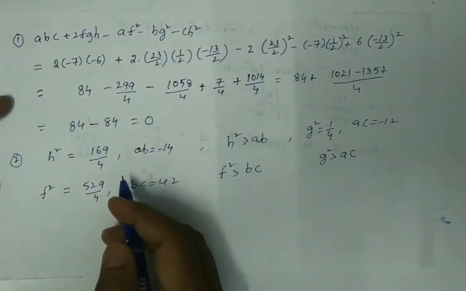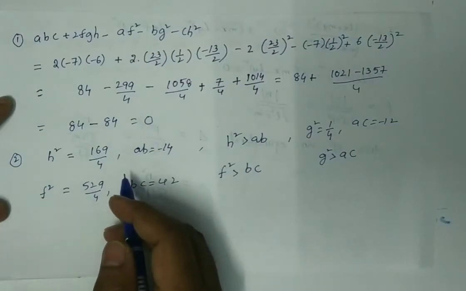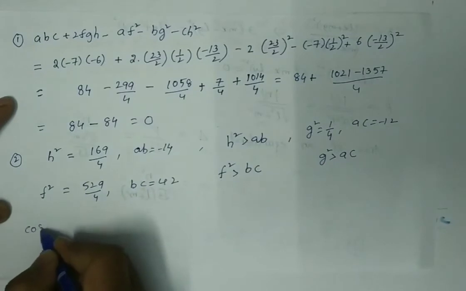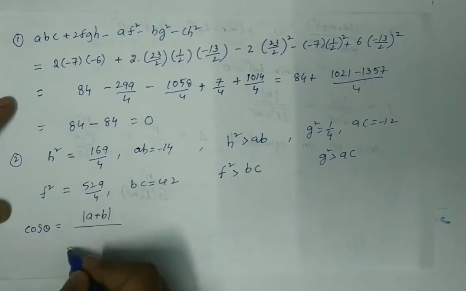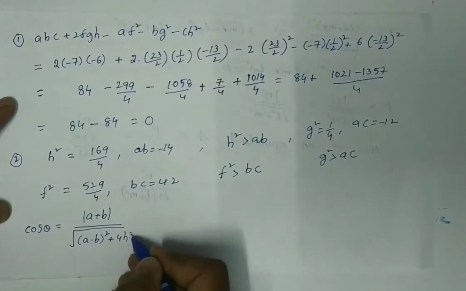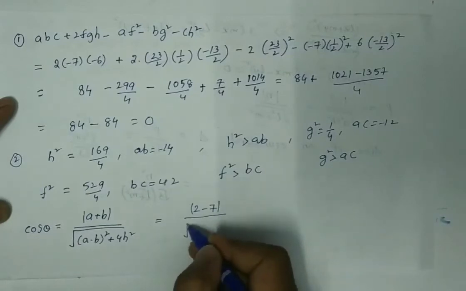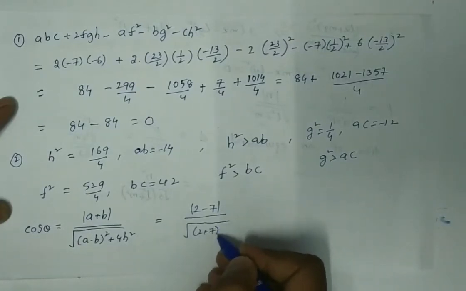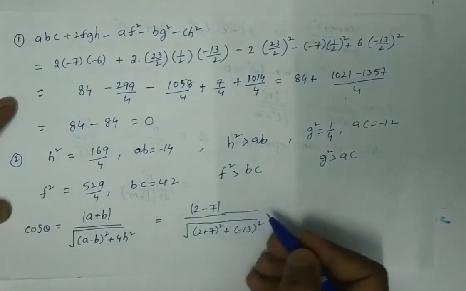Next, we have to find the angle between the pair of lines represented by the equation S = 0. Already we know the formula for the angle between the lines represented by the equation S = 0 is given by cos theta = modulus of (a + b) divided by under root of ((a - b) whole square + 4h square). So this is equal to (2 - 7) divided by under root of ((2 + 7) whole square + (-13) whole square). Okay, 2h is nothing but -13.